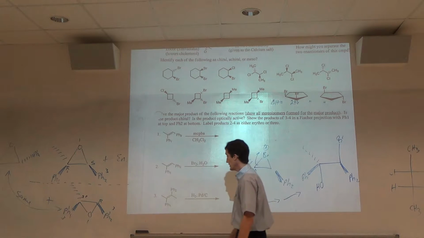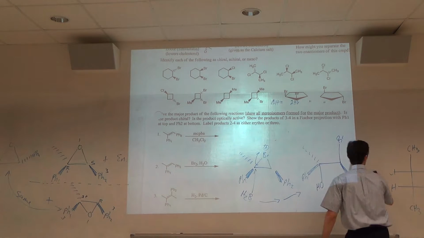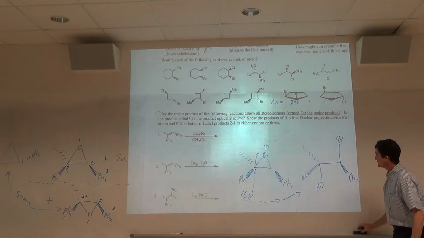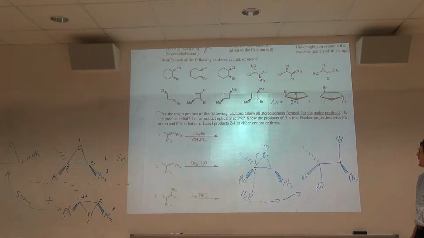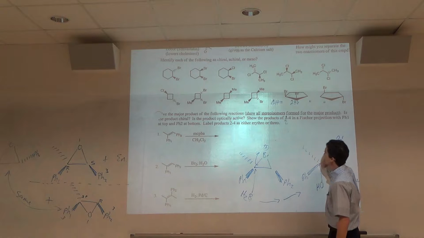Okay, you're asked to draw it in a Fischer projection, although I don't know why it was 3 to 4. You should do all these non-rings in a Fischer projection. And is this erythro or threo? Phenyl 1 at the top and bottom. Well, you wouldn't be asked to draw it in Fischer, I don't know why, I noticed that, it should have said 2.